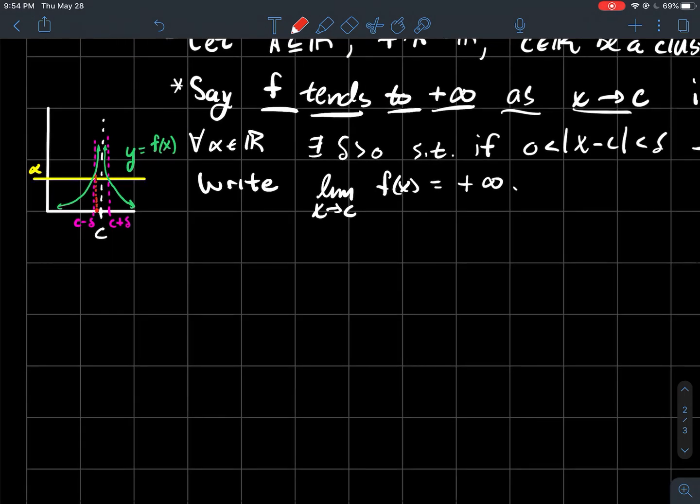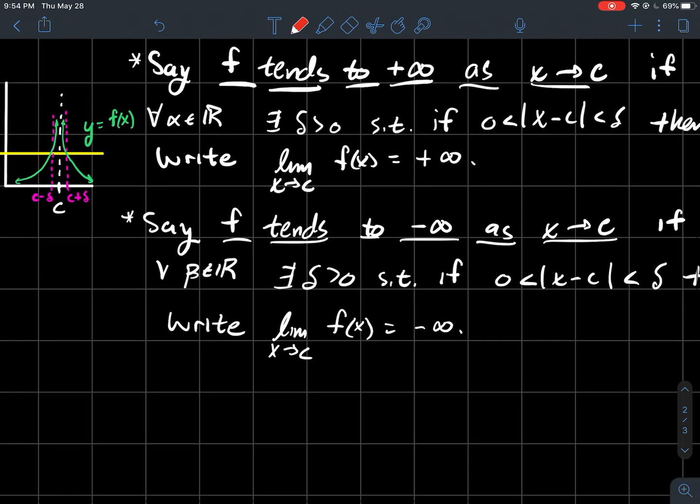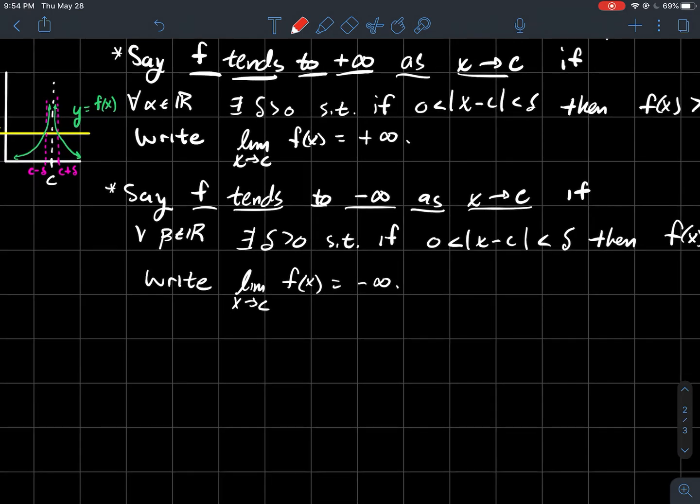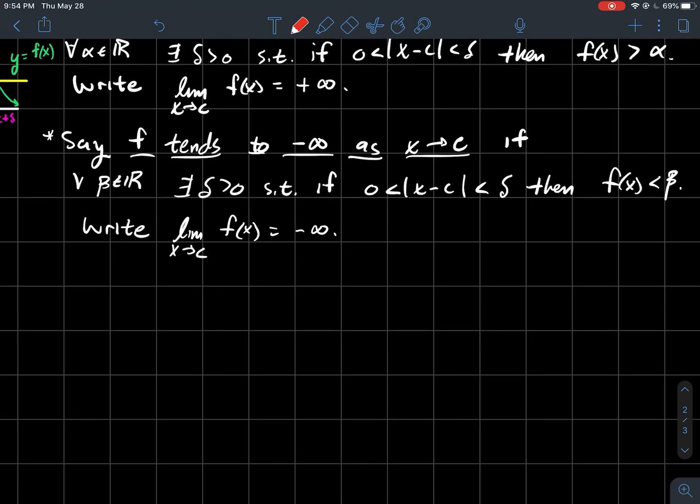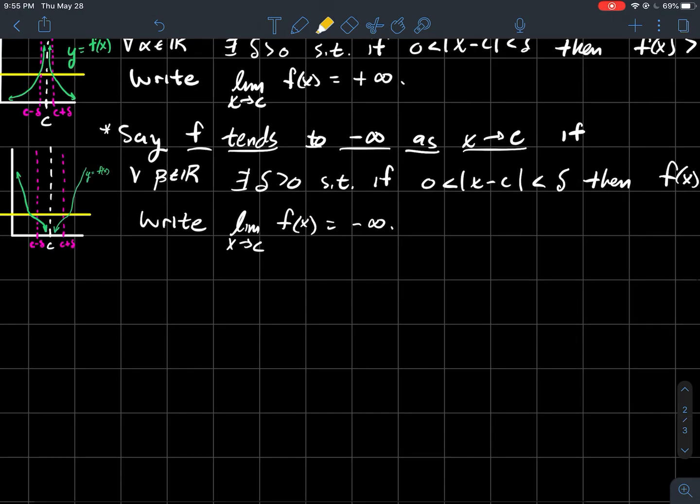Okay, cool. And there's one more of these that I want to tell you about. We'll say that f tends to negative infinity as x approaches c if, and it's a similar definition, for all real numbers beta now, there exists some delta, so delta probably depends on what beta is, such that, same idea, I don't want x to actually be equal to c, but I do want x to be within delta of c. I should have then that f of x is less than that beta. And we'll write then that the limit as x approaches c of f of x is equal to negative infinity. I think I've got a picture for you over here as well.